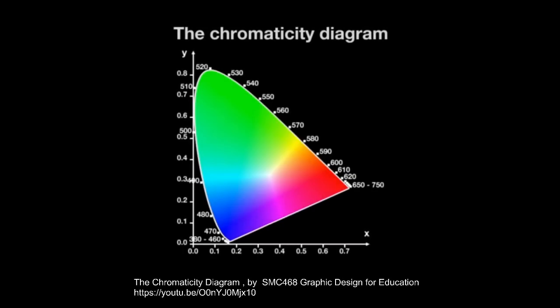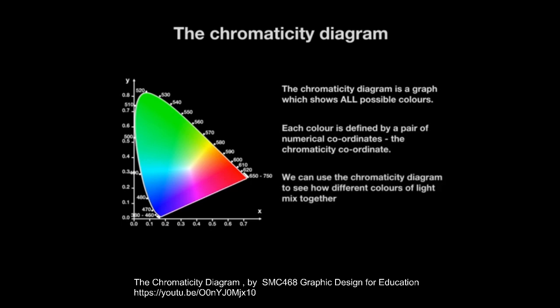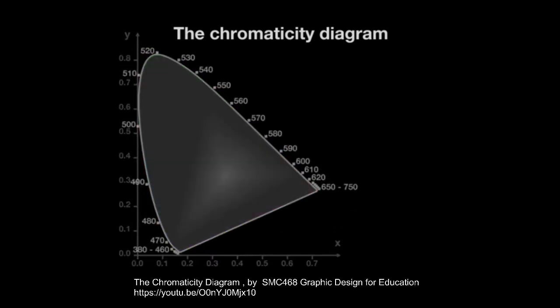So here we go. The chromaticity diagram is a graph that shows all the possible colors. Each color is defined by a pair of numerical coordinates, x and y. And you can use the chromaticity diagram to see how light blends together. Once again, points on the curved border are pure spectral colors, the colors of the rainbow.